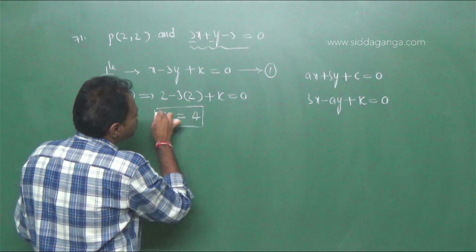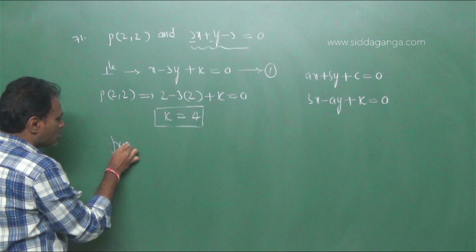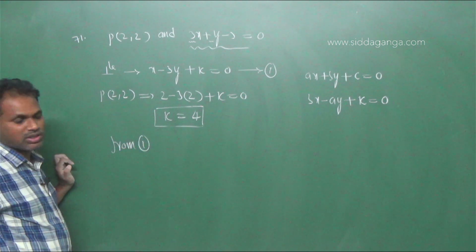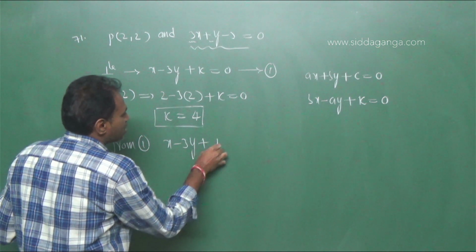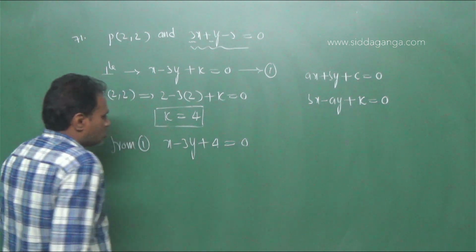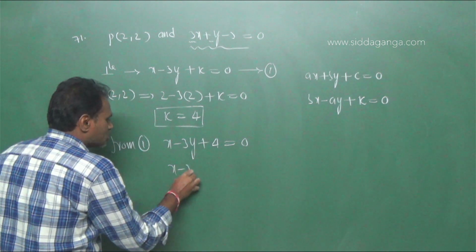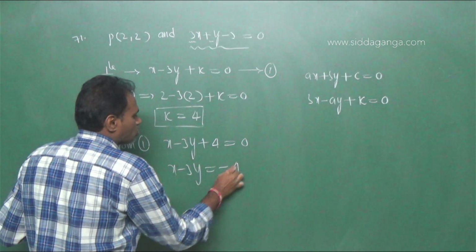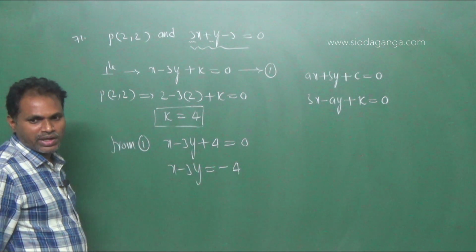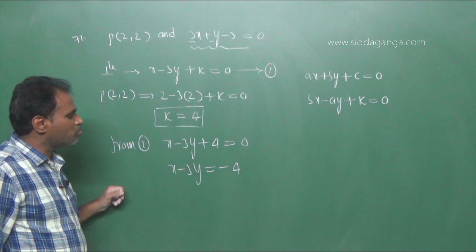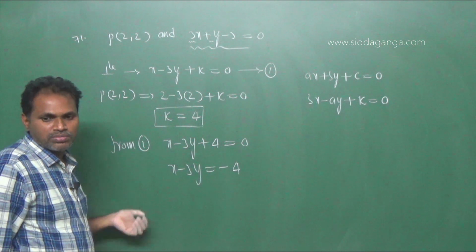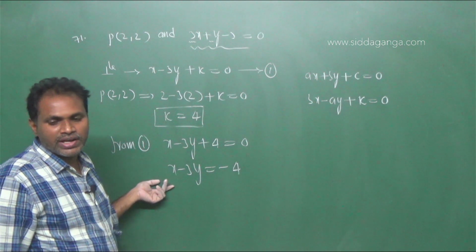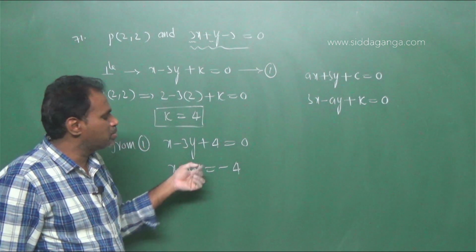Now k equal to 4, substitute in equation number 1. Therefore, x minus 3y plus 4 equal to 0. Therefore, x minus 3y equal to minus 4. Now, you have to find the y-intercept. Therefore, convert this line equation into intercept form. Intercept form of the line equation means x by a plus y by b equal to 1.